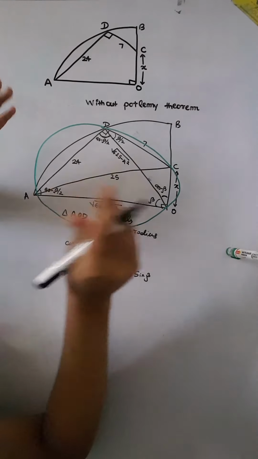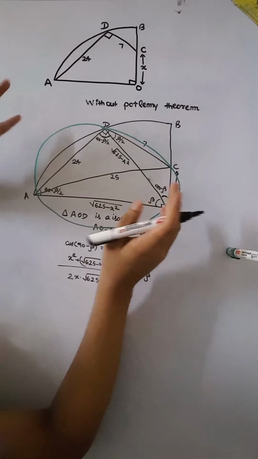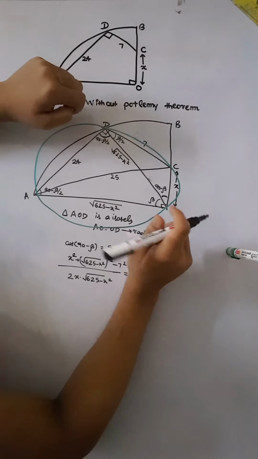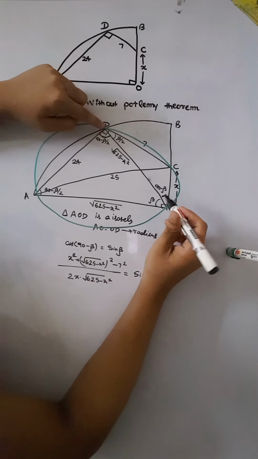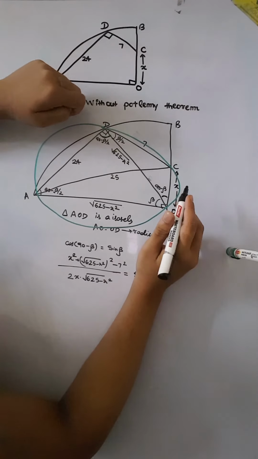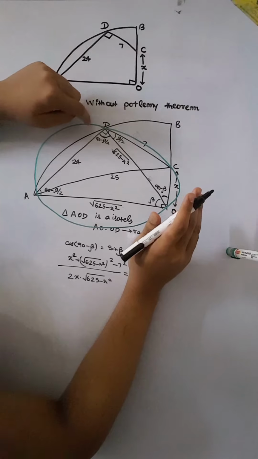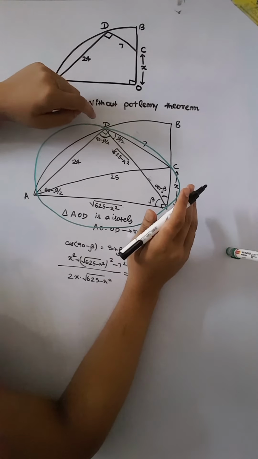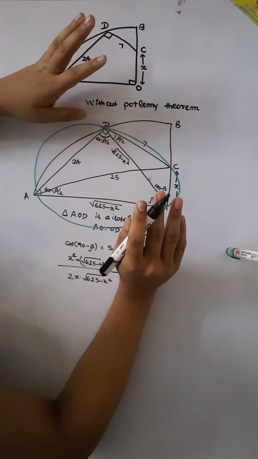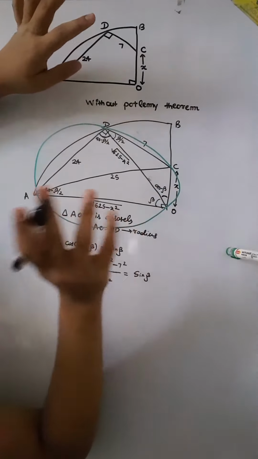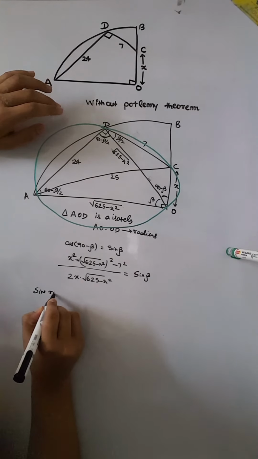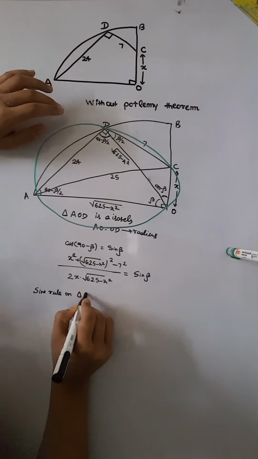Now if we look closely at this figure, we can see that the triangle AOD and the triangle ODC have their vertices completely touching the circumference of this green circle. That simply means that this green circle is the circumcircle of the triangle AOD and the triangle DOC. There's no issue with this statement. So now we are going to apply the sine rule on our triangle ADO.